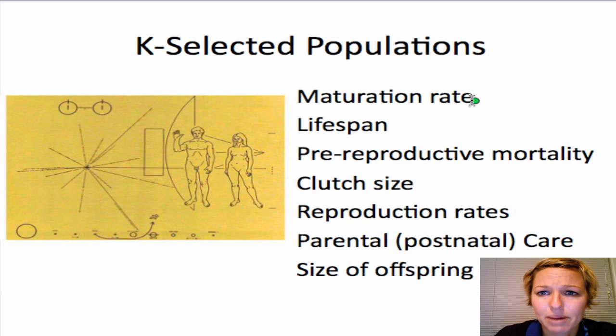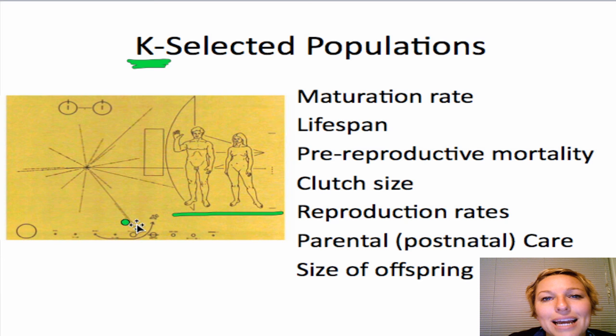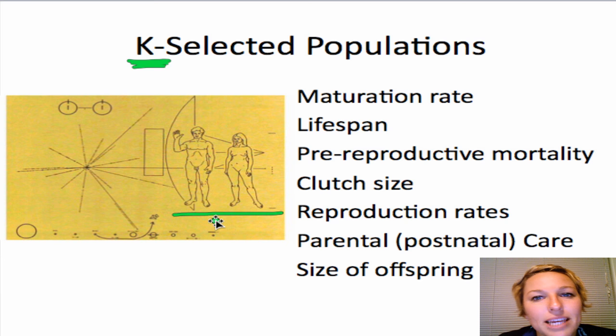So one type of population I want to talk about is K-selected. And that's us. We are K-selected individuals. This is actually a plaque that's on a spacecraft that's far, far, far away. In case it runs into some intelligent life, they'll know exactly what humans look like. It's actually a really cool plaque. You should look it up if you get a chance. But we are a K-selected population.